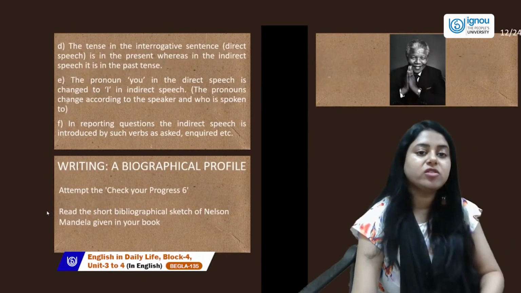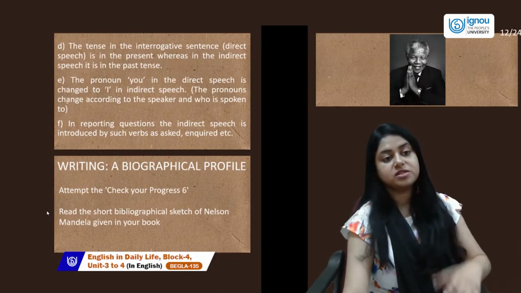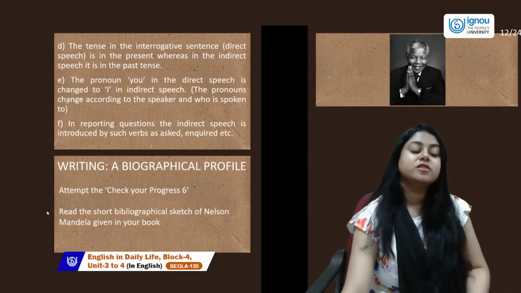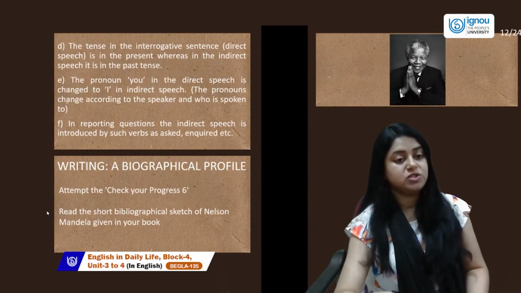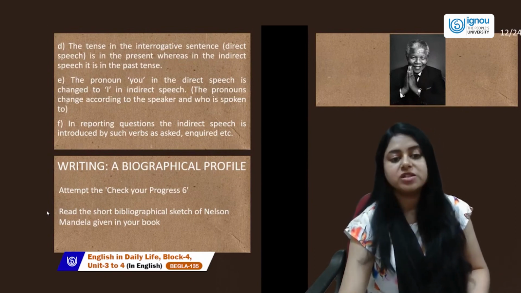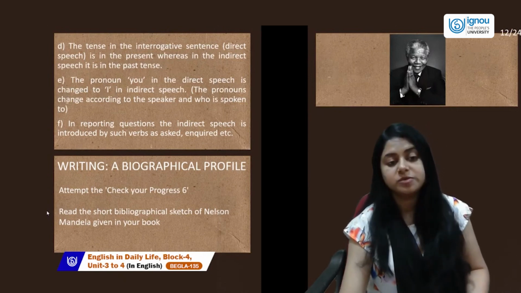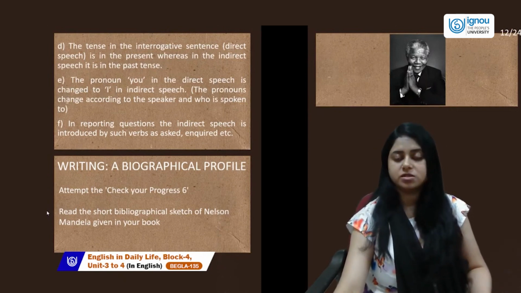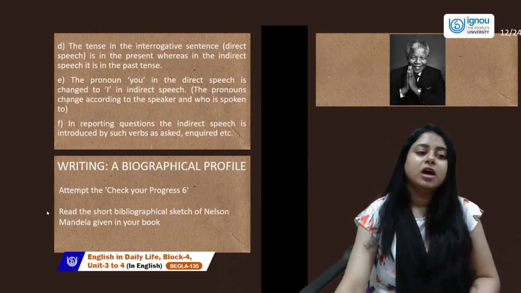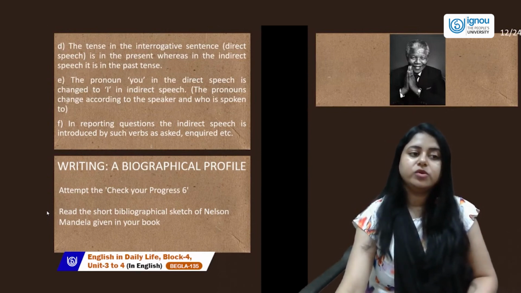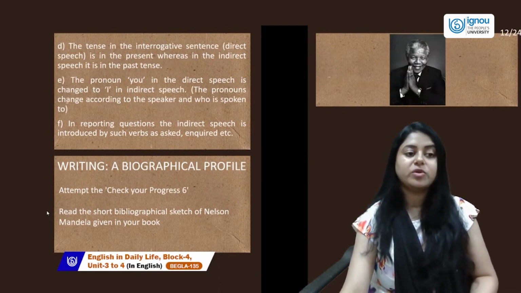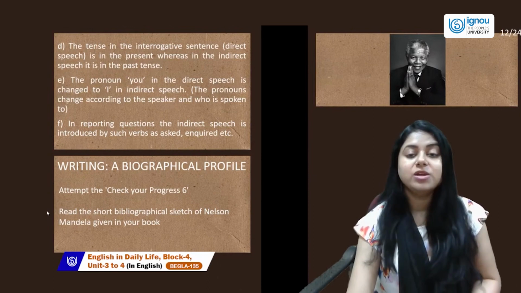The tense in the interrogative sentence is in the present, whereas in the indirect speech it is in the past tense, like we have already discussed. The pronoun you in the direct speech is changed to I in indirect speech. And in reporting questions, the indirect speech is introduced by such verbs as asked, inquired. So the railway servant inquired, asked. The pronouns change according to the speaker and who is spoken to.